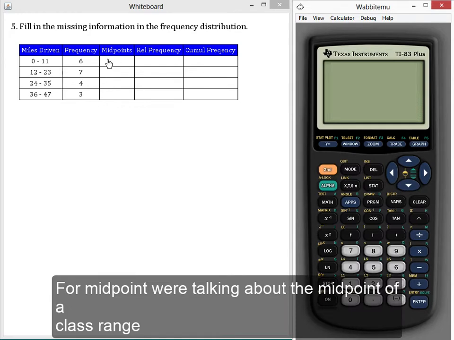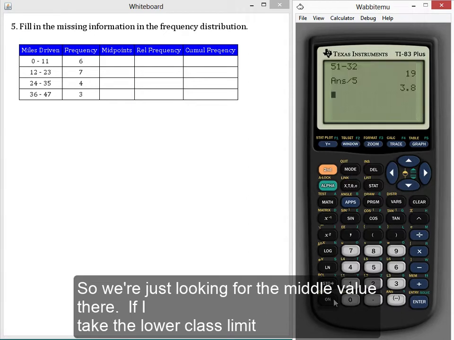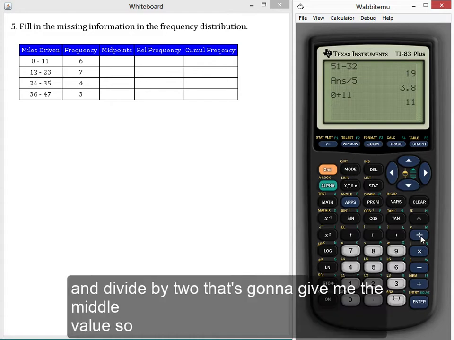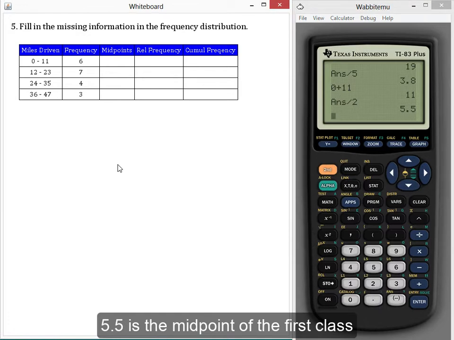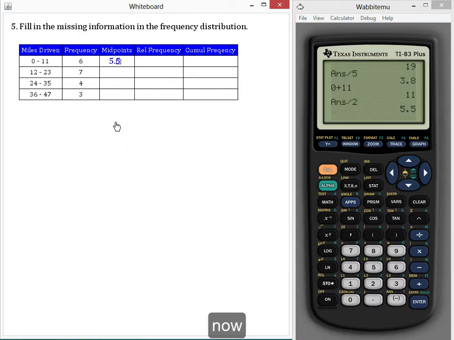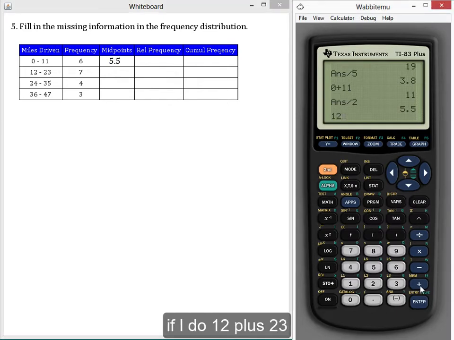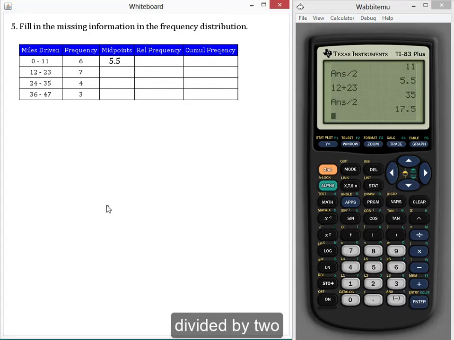For a midpoint, we're talking about the midpoint of a class range. So we're just looking for the middle value there. If I take the lower class limit plus the upper class limit and divide by 2, that's going to give me the middle value. So 5.5 is the midpoint of the first class. Now, for the next class, if I do 12 plus 23 divided by 2, 17.5 is the midpoint of the next class.